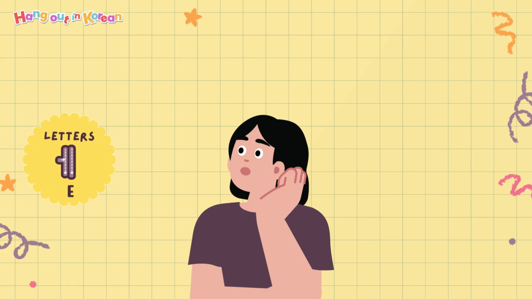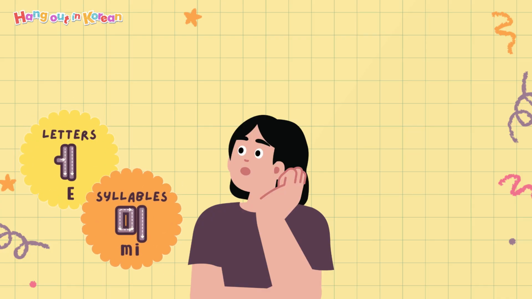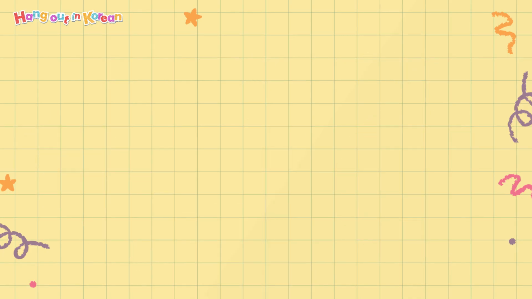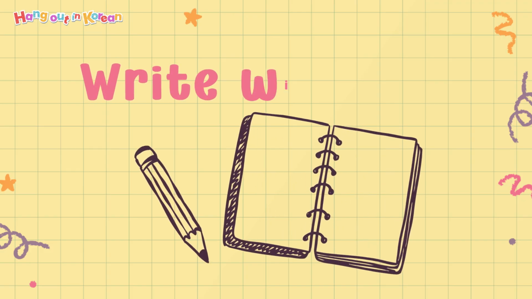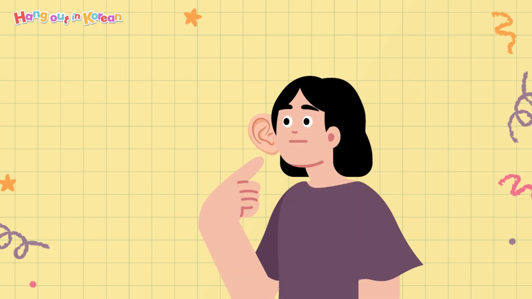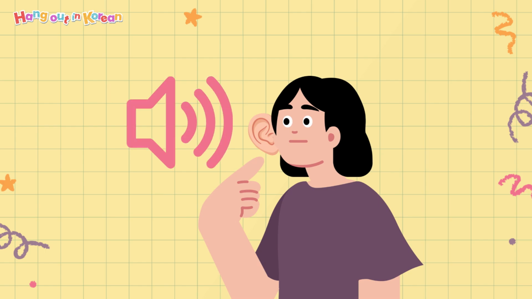Now that you've learned how to combine letters and write syllable blocks, we're ready to write some common names together. As you follow along, try to write each one with me. Remember, we write based on how the name sounds, not how it's spelled in English.